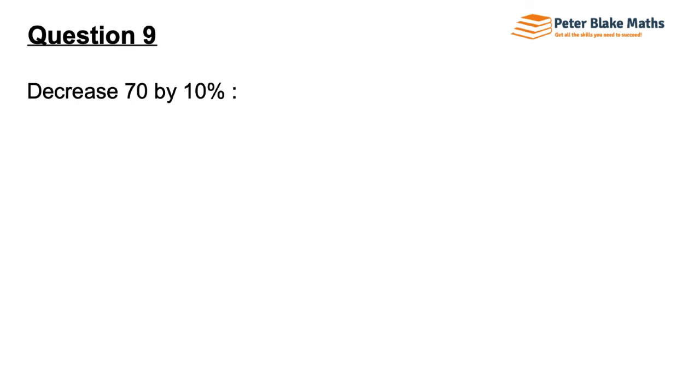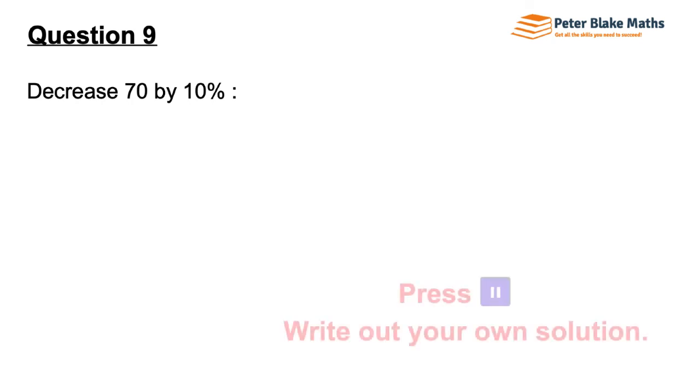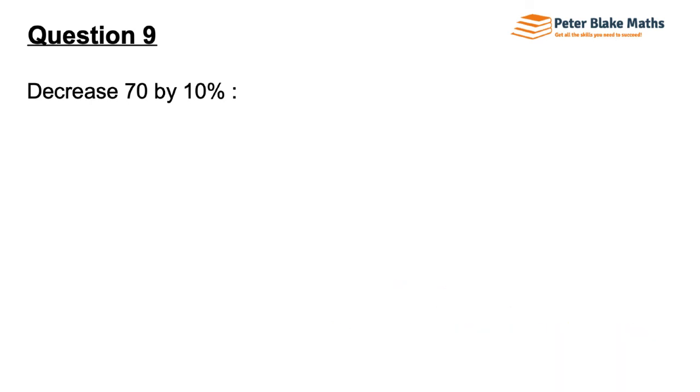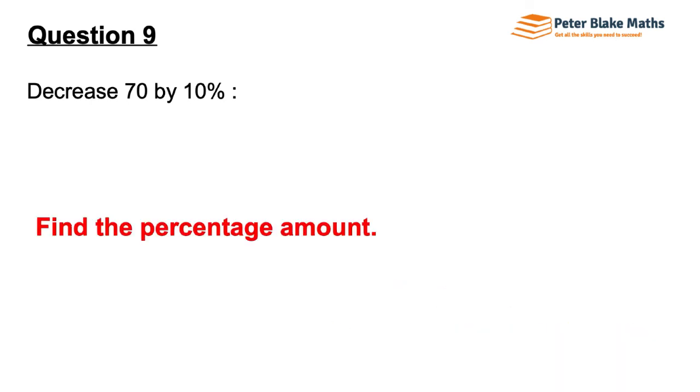Question 9. Decrease 70 by 10%. We'll find the percentage amount. So we'll put the 10% as 10 over 100 and multiply that by the quantity there. And we'll get an answer of 7, so that's 10% of 70. And the question said to decrease 70 by that amount. So we're wanting to decrease 70 by that 7.